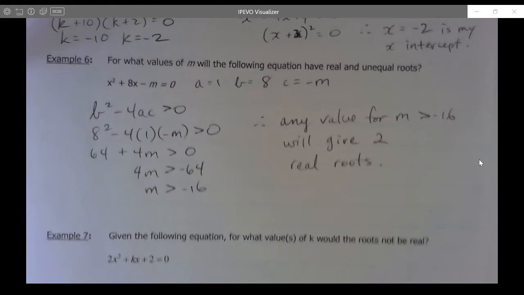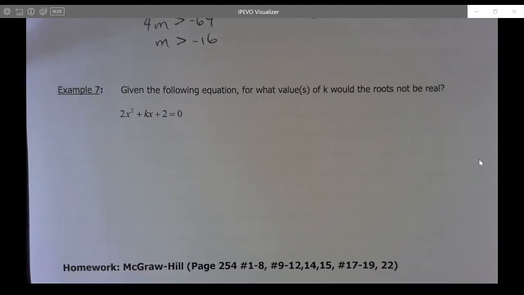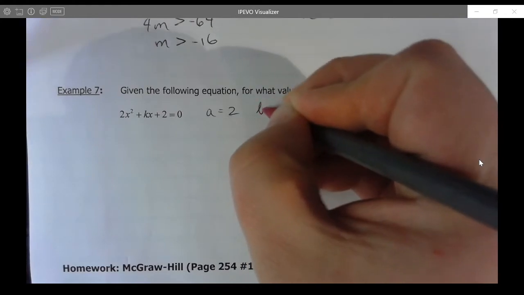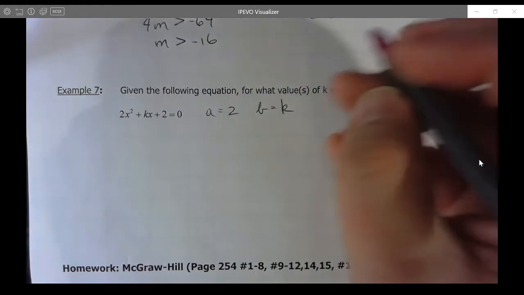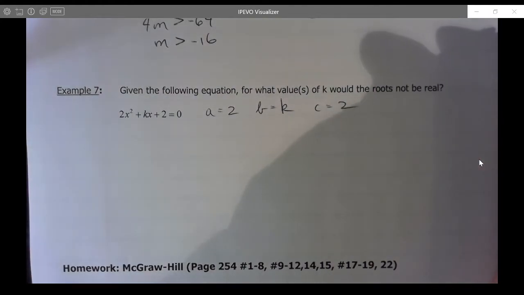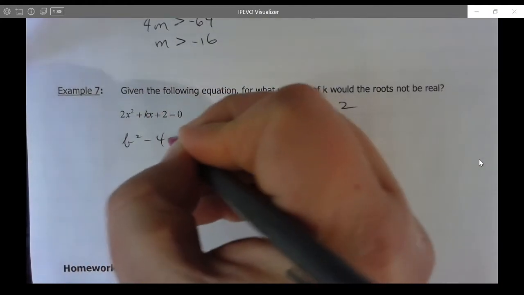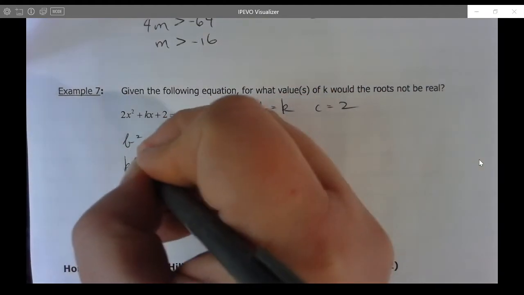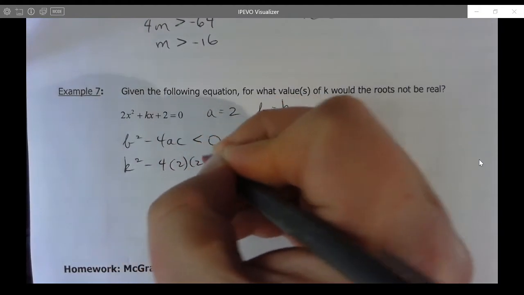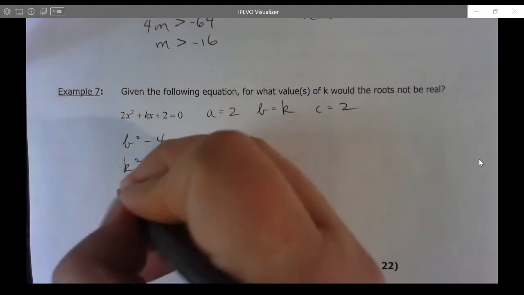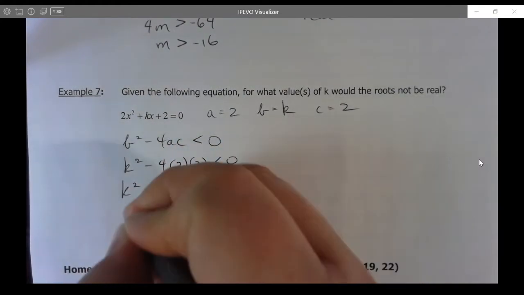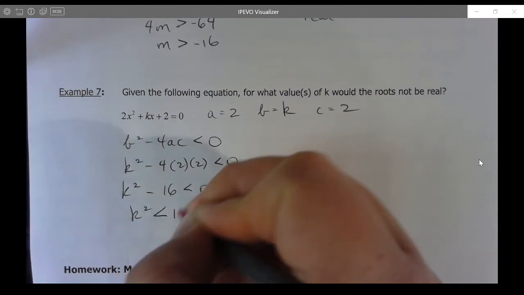Okay, next, example 7. Given the following equation, what values of k would the roots not be real? Okay, so once again, a is 2, b is the value I don't know, which is called k, and c is 2. So b squared minus 4ac, to have no real roots, has to be less than 0. So that's going to be k squared minus 4 times 2 times 2 has to be less than 0. So that means that k squared minus 16 has to be less than 0. So k squared has to be less than 16.